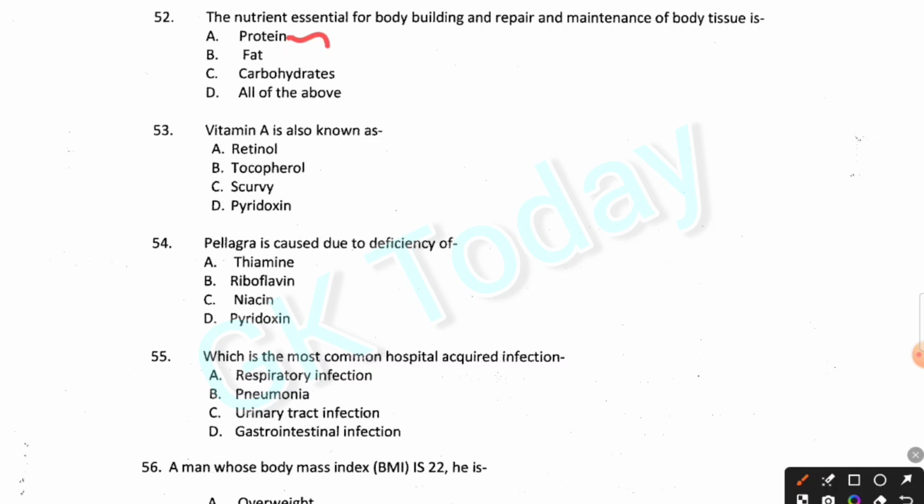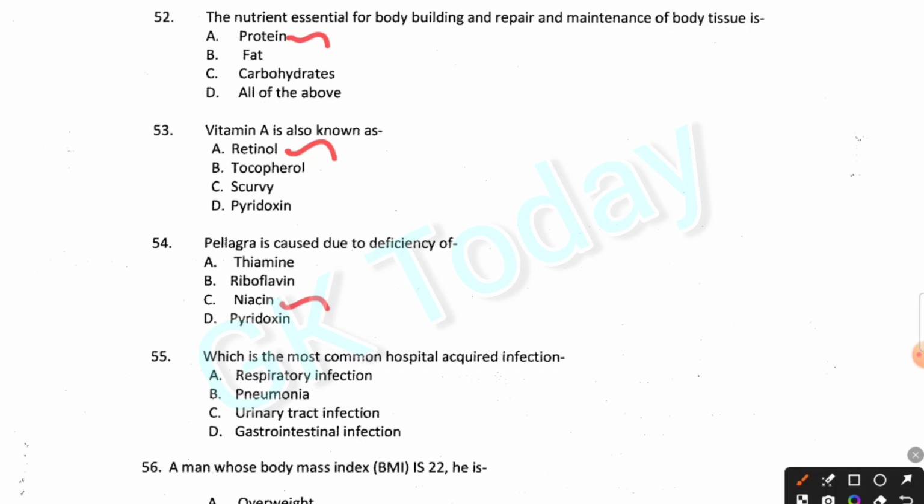Question number 53. Vitamin A is also known as retinol. Vitamin A, retinol. Question number 54. Pellagra is caused due to deficiency of niacin. Pellagra, niacin.